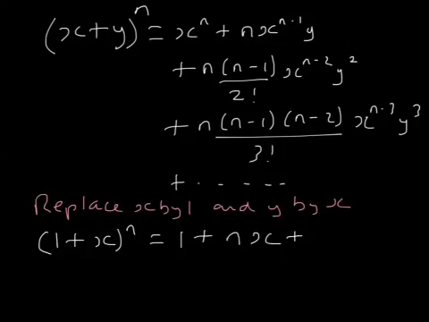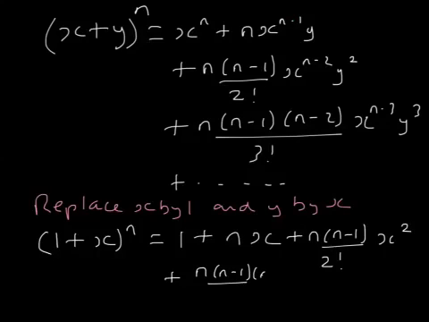So the next term is going to be n minus 1 over 2 factorial. x is going to be 1, 1 to any power is 1. y is going to be x, so that's x squared. So the next term is going to be n minus 1, n minus 2 over 3 factorial, x cubed, and so on.